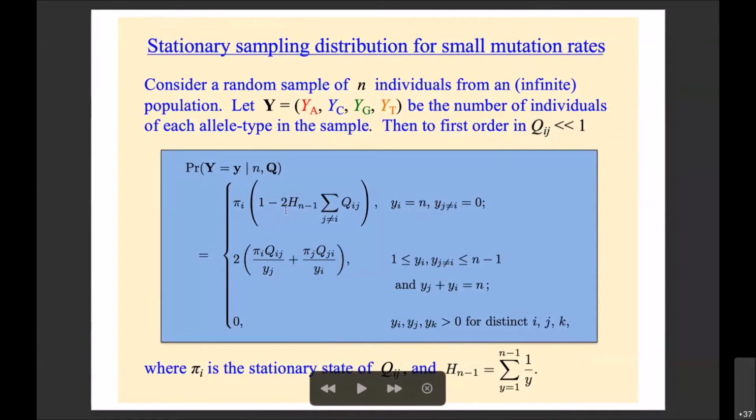So you can see the first line is of order 1. These pi_i's here are the stationary distribution of the rate matrix Q. The second line is first order in Q, so you can see these numbers are smaller than those numbers. And you can't quite see it, but there's an H in here. It's basically these numbers called harmonic numbers. It's just the sum of 1 over y, from 1 up to n minus 1. So that's basically what that formula says. You can look it up in our paper.